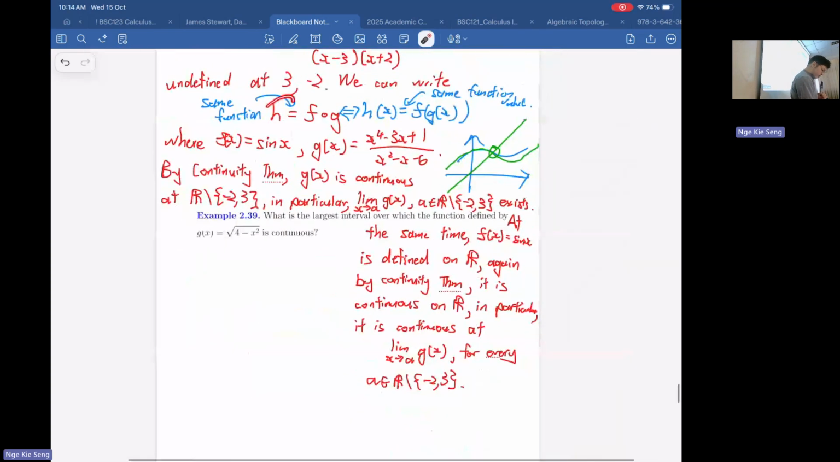So we decompose h into f and g. We check that this g is continuous and the limit exists for all the points it is defined. And after that, we check that our f is also continuous at all the points that you get from this limit of g. Make sense? So this is the only strategy for this. Make sense? Question? Got question?